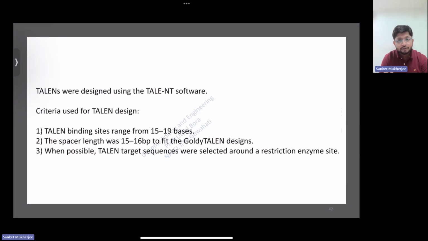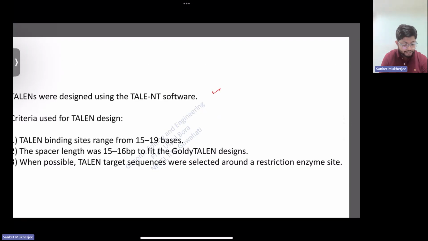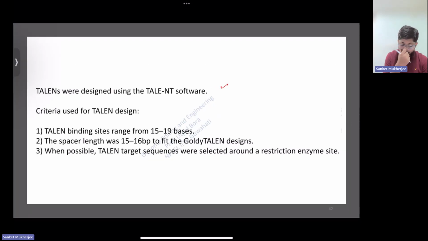TALENs were designed using the TALE-NT software, and the criteria were that the TALEN binding sites ranged from 15 to 19 bases, and the spacer length was 15 to 16 base pairs to fit the Golden Gate TALEN design. When possible, TALEN target sequences are selected around a restriction enzyme site.